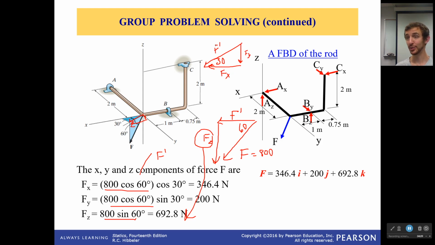Adjacent over hypotenuse is cosine. So we get cosine of 30 times F prime to get our X component. Opposite over hypotenuse is sine. So we get sine of 30 times F prime for our Y component. And in the end, we finally have all of our answers. There you go. Beautiful. So we've broken up F, and now we need to write our scalar equations of equilibrium.